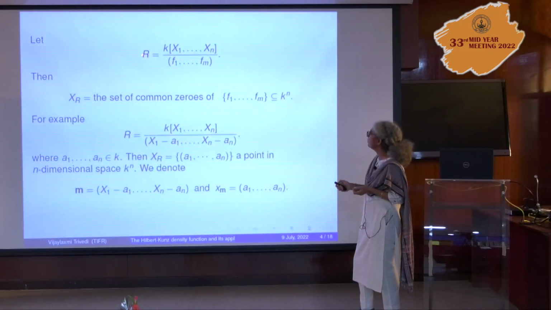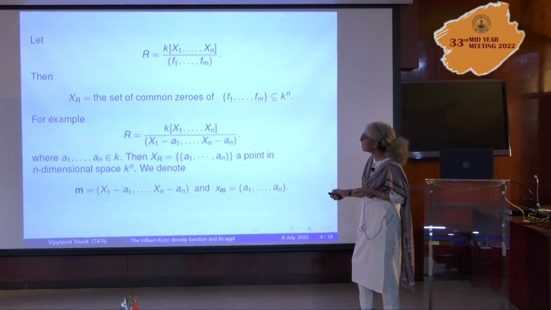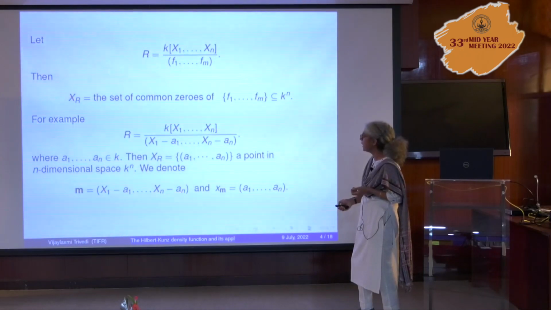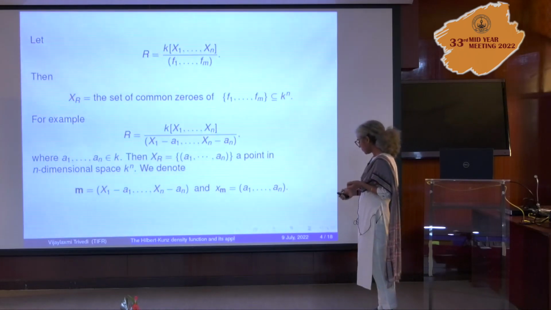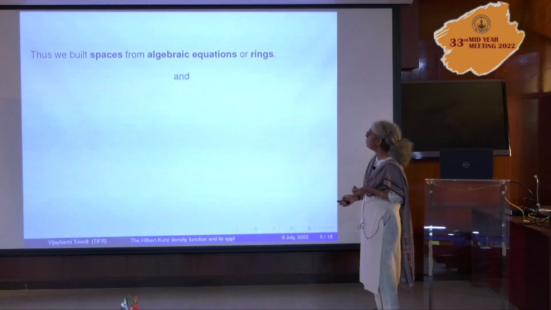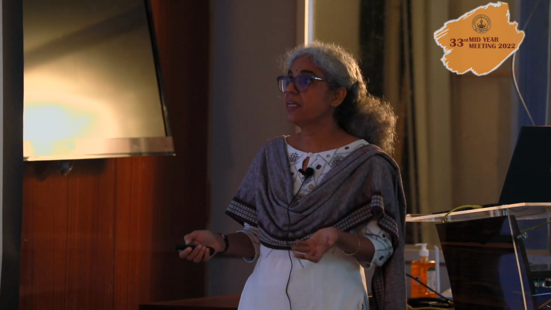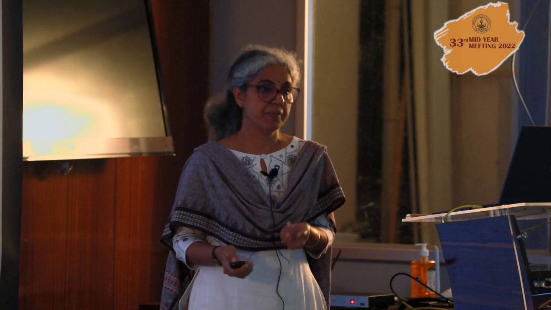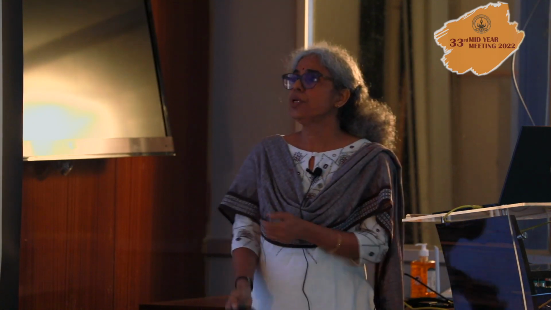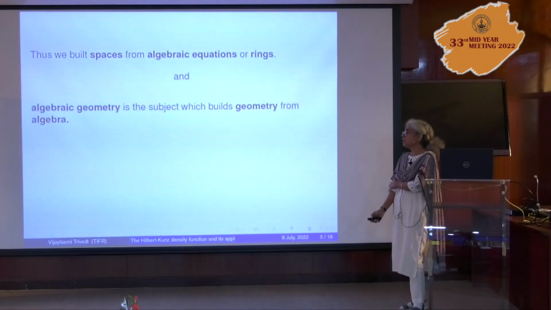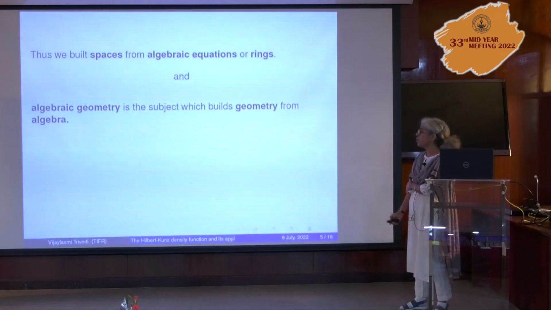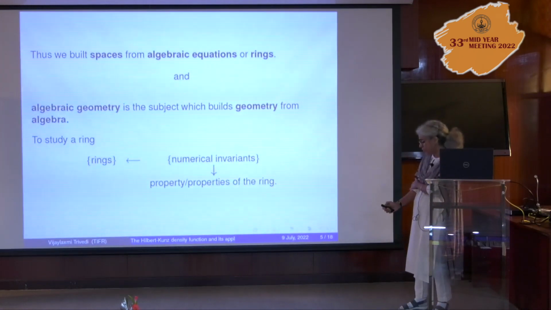So this will be R, a ring, and there will be an associated space X_R, and if I take a point in X_R, it will correspond to a maximal ideal. That's what we do. We build spaces from algebraic equations or rings, and algebraic geometry, as they say, is a subject which builds geometry from algebra. This is what we do. So what an algebraic geometer does is this. You have a ring.